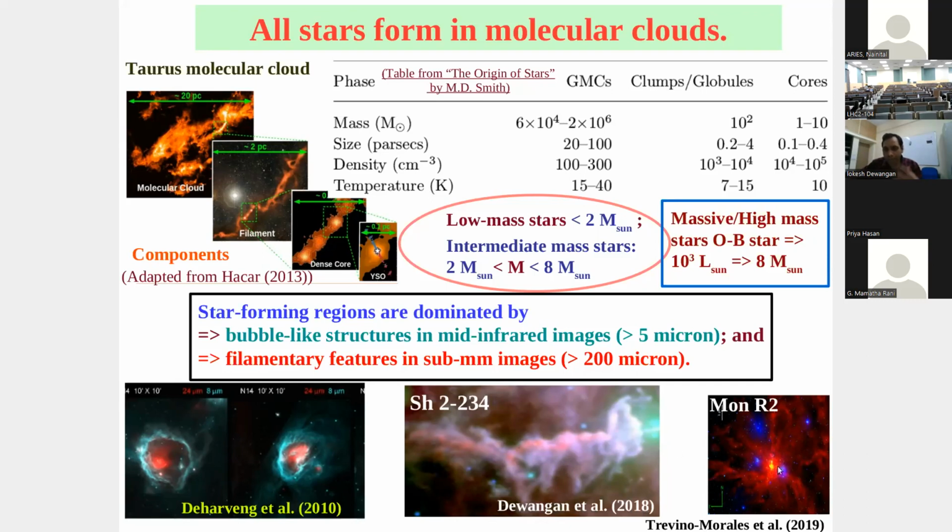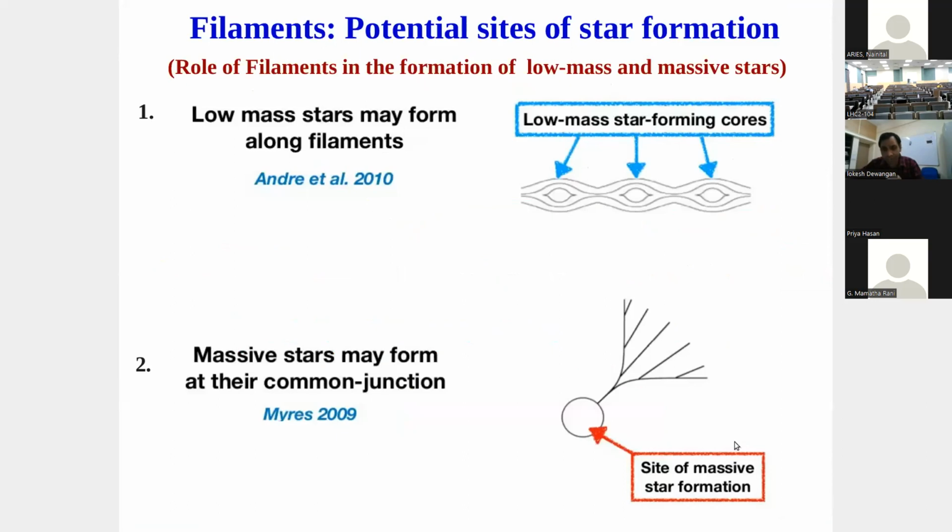Then there is a dense region, and that dense region is surrounded by several filamentary features. Those are called hub filamentary features. I'll come back to this kind of configuration later in my talk. These are very important components in molecular clouds.